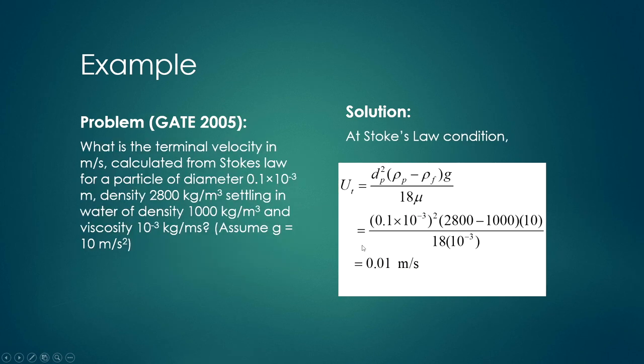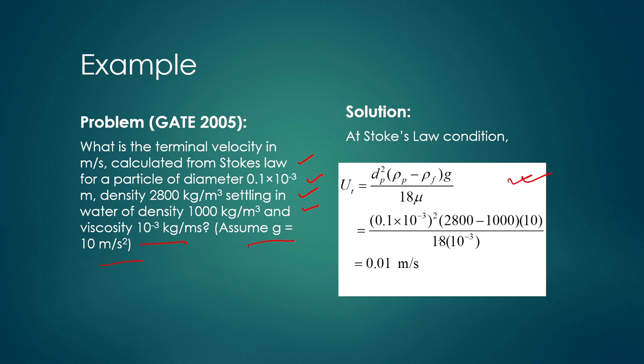And in this problem, what is the terminal velocity in meter per second? Calculate from Stokes' law for a particle of diameter 0.1 × 10⁻³ meter, density 2800 kg per meter cube, settling in water of density 1000 kg per meter cube and a viscosity of 10⁻³ kg per meter second. In this case assume g equal to 10 m/s². Again, at Stokes' law condition the same equation can be used.